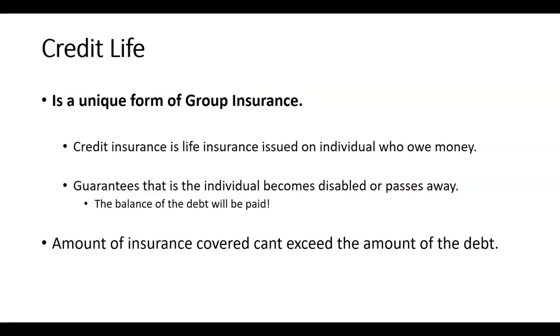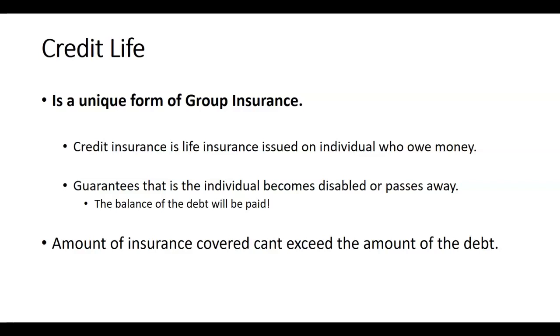All right, so the next thing on our list to talk about is credit life. Credit life is kind of like decreasing term. Credit life is a unique form of group life insurance. It is life insurance issued on an individual who owes money. This guarantees that if the individual becomes disabled or even passes away, the balance of the debt will be paid.